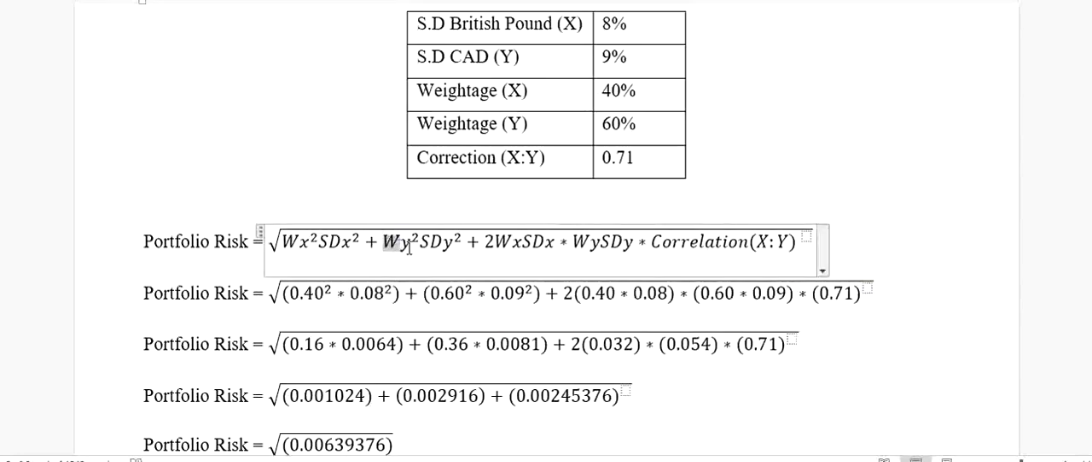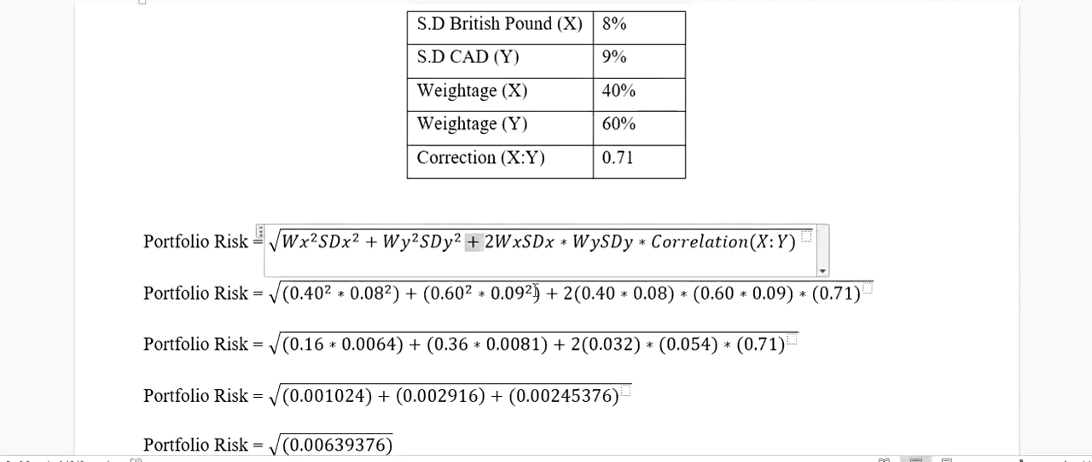After that, we have the weightage of currency Y and then the square of it. So what is the weightage of currency Y? 60%. That became 0.60 and then square. Multiply by the standard deviation of the currency Y. So the standard deviation of the currency Y is 9%. I have written here 9, and then the square.